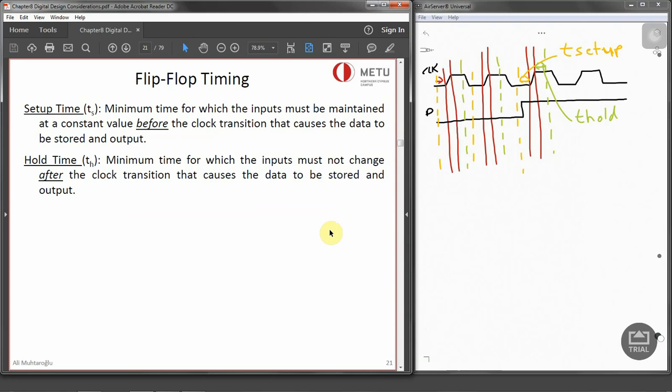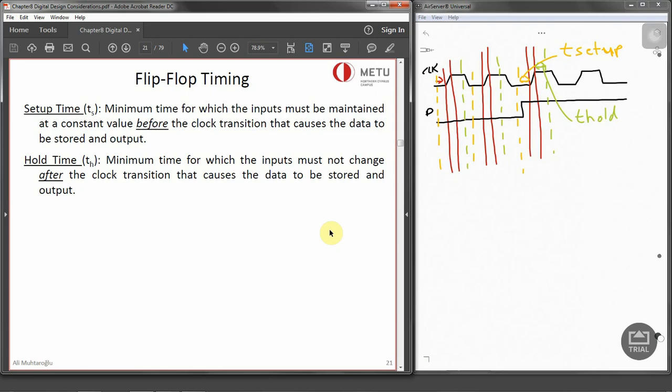Now, if the input comes later, so it comes when the clock is changing from low to high on the rising edge, this is a setup time failure. Or if the input changes suddenly after the clock rises, then this is a hold time failure. So when we consider sequential circuits, we have to do analysis related to these to avoid setup time and hold time failures. The next thing that we are going to consider in flip-flop timing is the propagation delay.